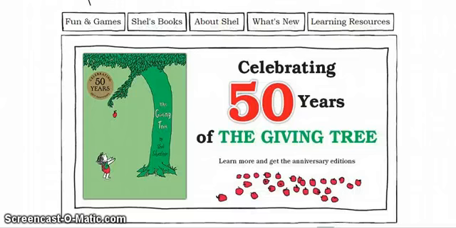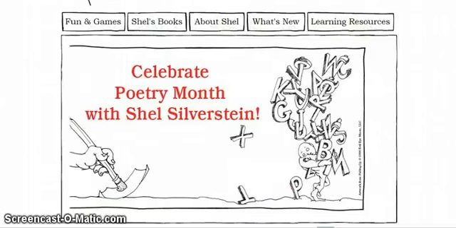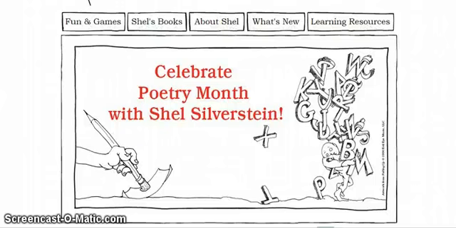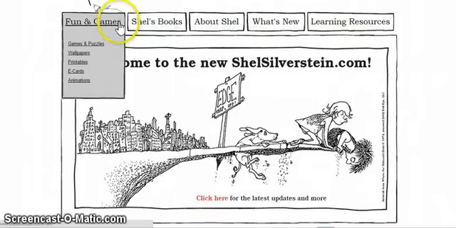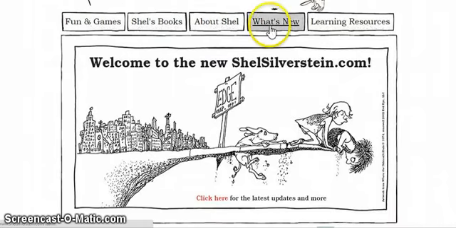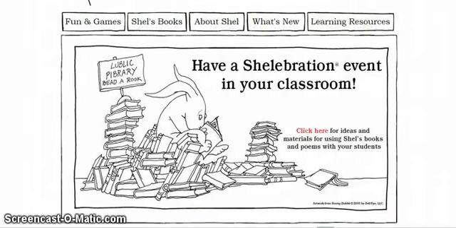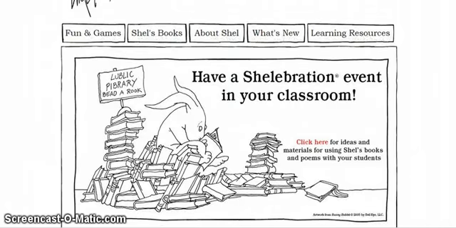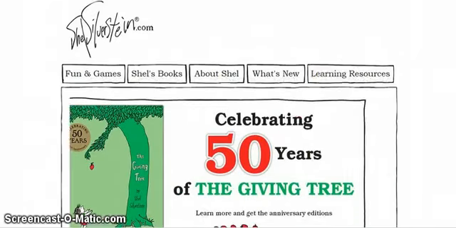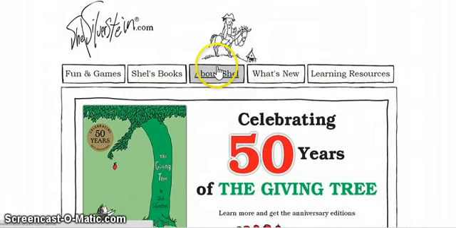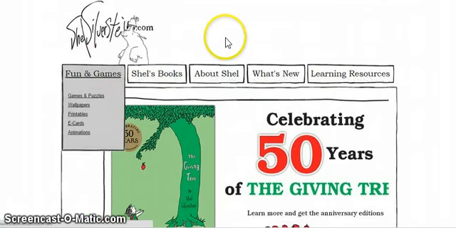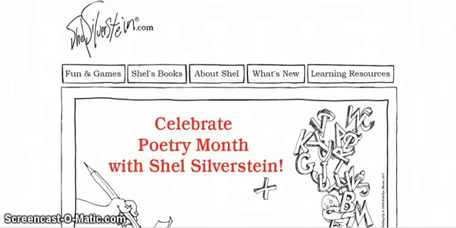And the way they do that is, again, by having nothing on the sides. The sides are just clean. So you're pulled to the middle of the page where they have the information about Poetry Month and everything else they're talking about. Even they have up here fun and games, Shel's books, about Shel, what's new, learning resources. So once you come to the middle of the page with their slideshow, you're drawn into seeing everything else. So now you see all these headers, and you can go ahead and do what you want to do, okay?